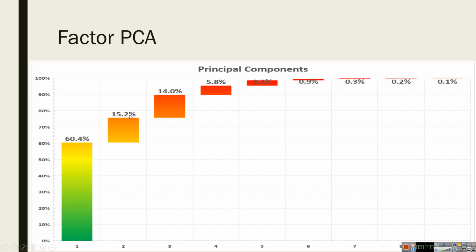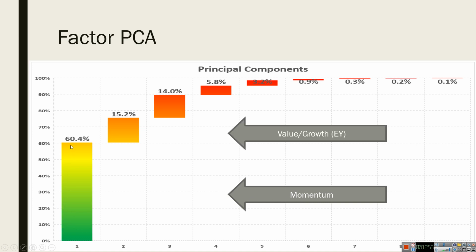And then the second one, these are all orthogonal, so these are now representing different aspects. And we wanted to use the first 3, which would give us about 90% of the explained variance in the data. And when we studied the plots and so on, we thought that momentum best explained the first component. The second one was value and growth in the form of earnings yield. The third one was interest cover.